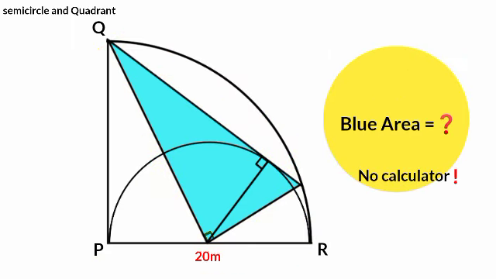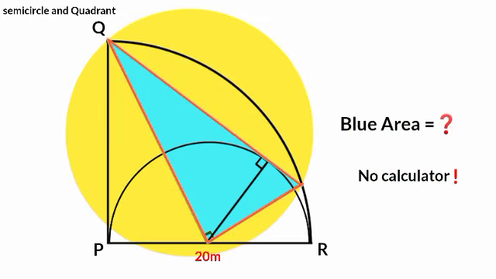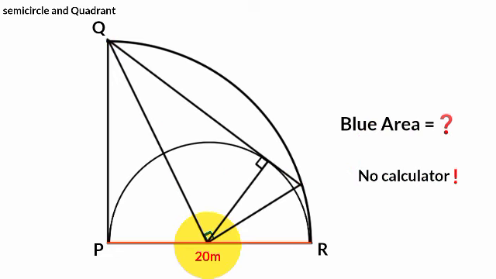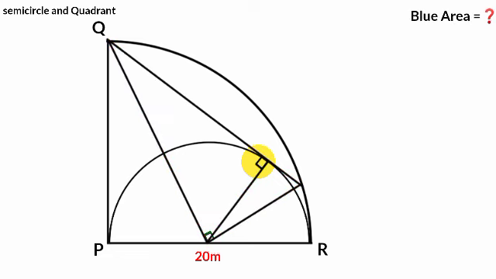We are to calculate the blue area, that is the area of this triangle, and we are to calculate it completely without using any calculator. We have the length of this side, which is a diameter, to be 20 meters. This angle and this angle are right angles. So how can we solve this? Well, it is very simple.